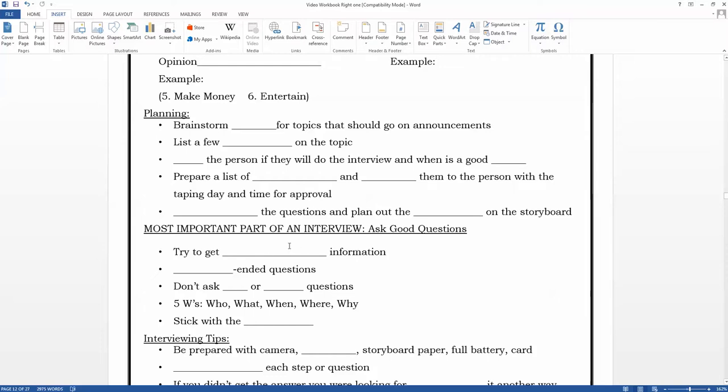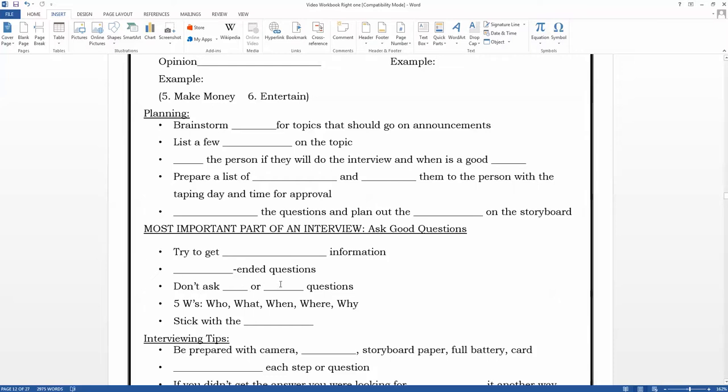Interesting information. You could put a lot of different words on that line. You're trying to get information about the topic. You want to ask open-ended questions. So when you ask the question, the person could talk for a little while. Don't ask close-ended questions that are like 1 or 2 word answers.